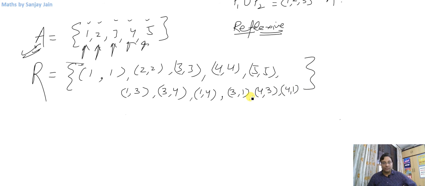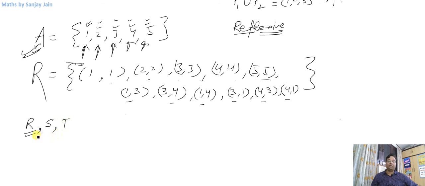Now give me a moment, let us check whether it is reflexive, symmetric and transitive. For it to be reflexive, the 5 doublets should be there: (1,1), (2,2), (3,3), (4,4), (5,5). So yes, these are there. To check symmetry, I don't have to worry about these 5 ordered pairs. (1,3) is there, so (3,1) should be there. (3,4) is there, so (4,3) should be there. (1,4) is there, so (4,1) should be there. So yes, it is symmetric.